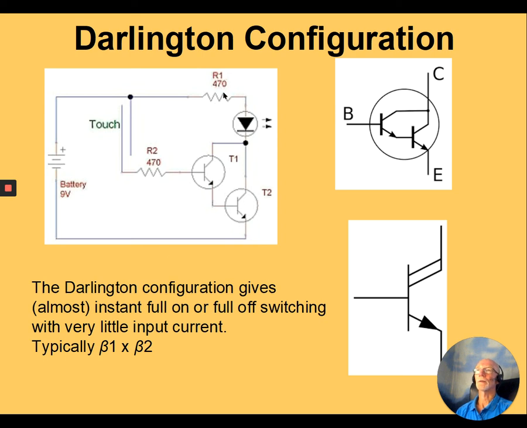And in a simple circuit like this, we could have a set of contacts, and just bridging them with our fingertip is enough to turn the LED on in this particular circuit. So Darlingtons can be made with two individual transistors, or they can come in one package, so they only have 3 leads out instead of 6. And this is the normal symbol for a Darlington transistor.